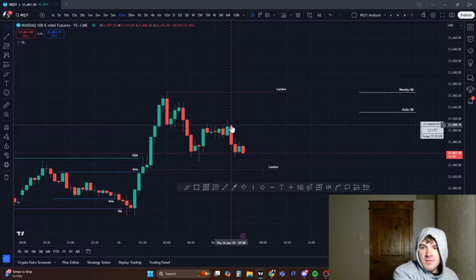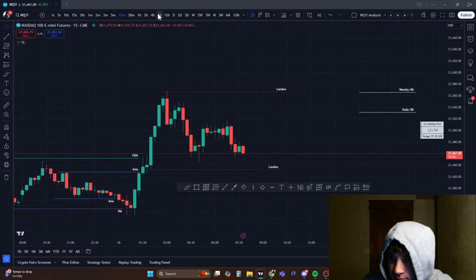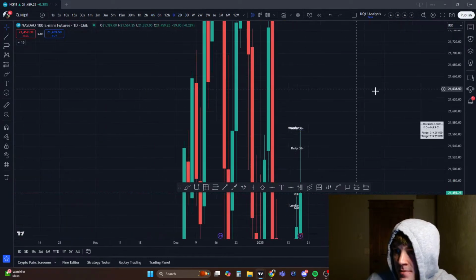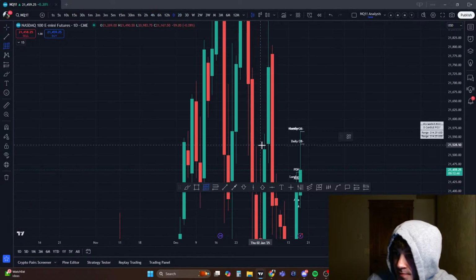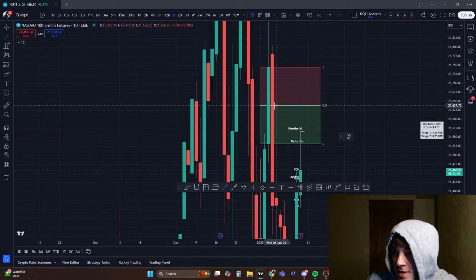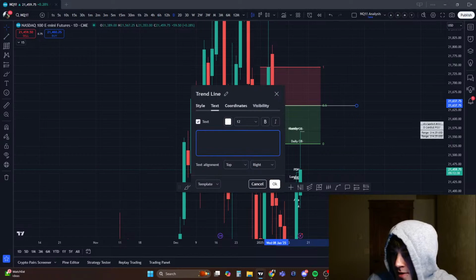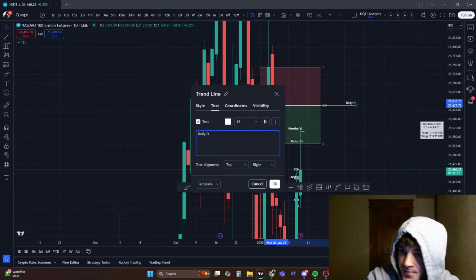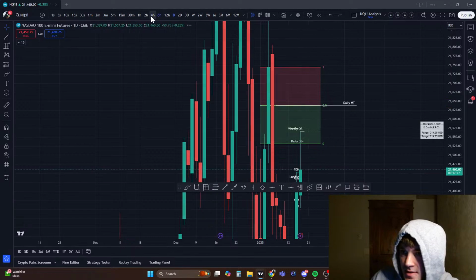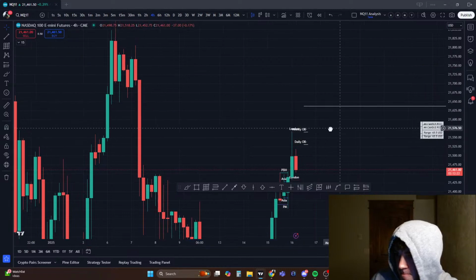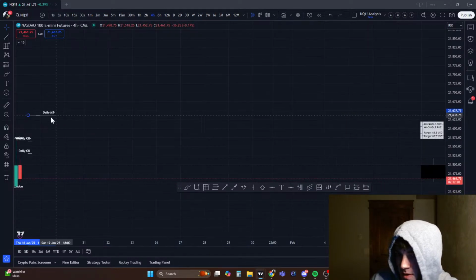Okay. So I also wanted to mark out the midpoint of the order block. So let's do that. Measure out this midpoint here. Boom. It's possible we want to go to this. I don't know if we will though, but just in case. Yeah, just in case. Boom. There we go.